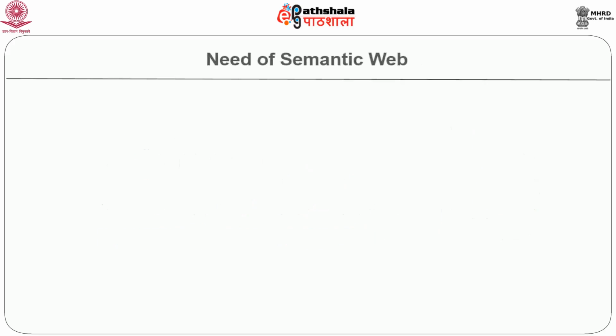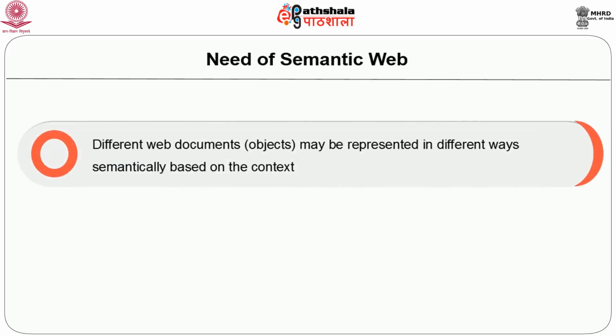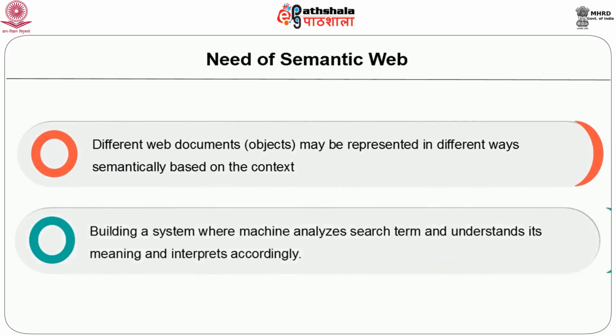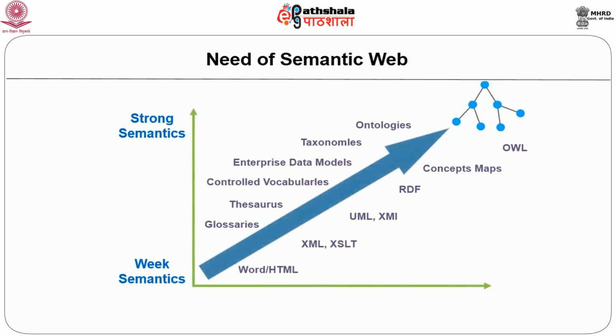Now, why do we need the semantic web? Because objects or documents are described differently, and we want to build a system where a machine can analyze the search, understand its meaning and interpret accordingly. Does it sound very magical that a machine tries to understand the meaning of a word or a relation? Now let us look at how this works, how to add simple semantics into the data. Let us start from weak semantics and go to strong semantics.